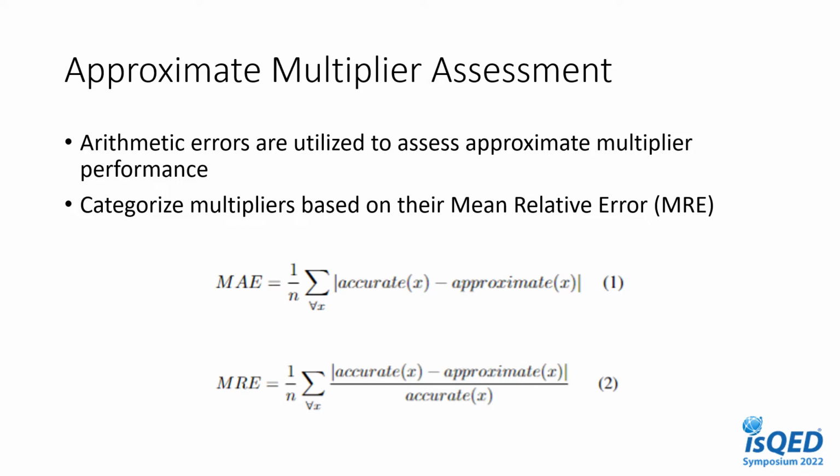In both equations, accurate of x represents the exact multiplication between a weight and an activation, while approximate of x represents the approximate one, for a total of n operations.